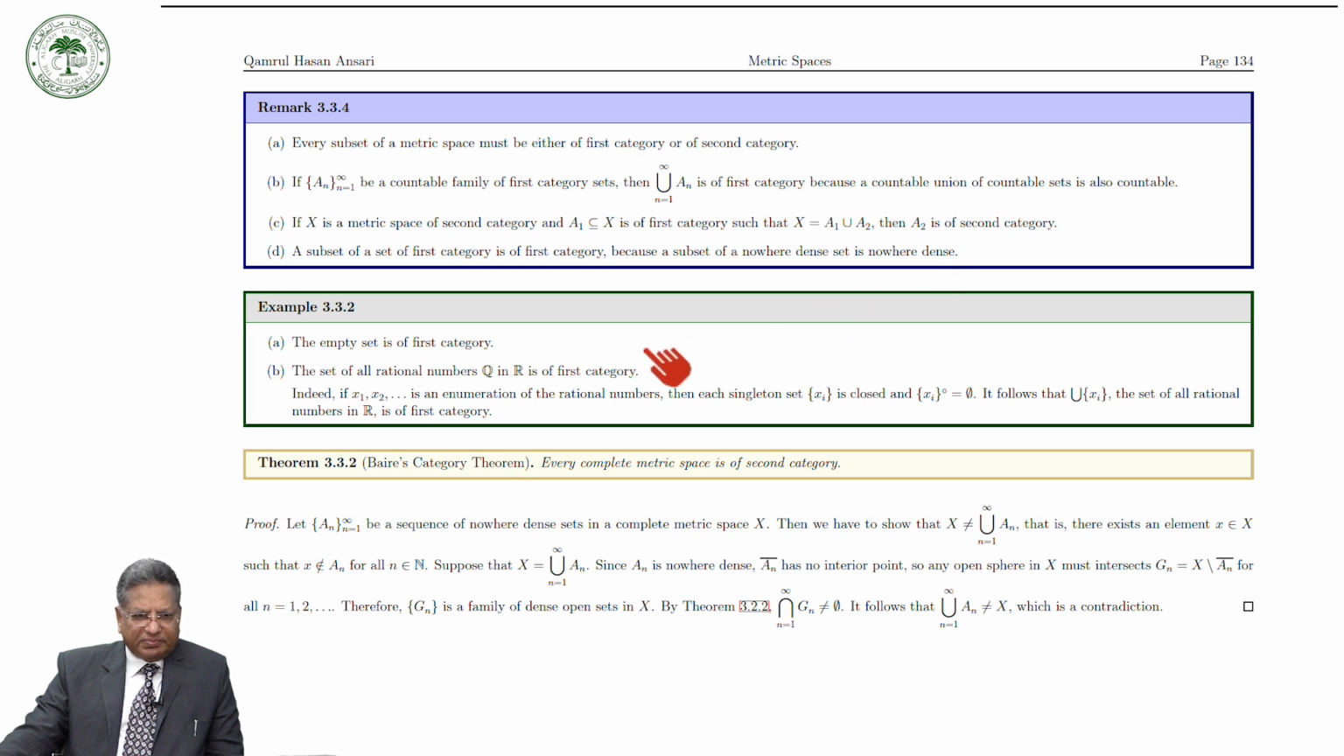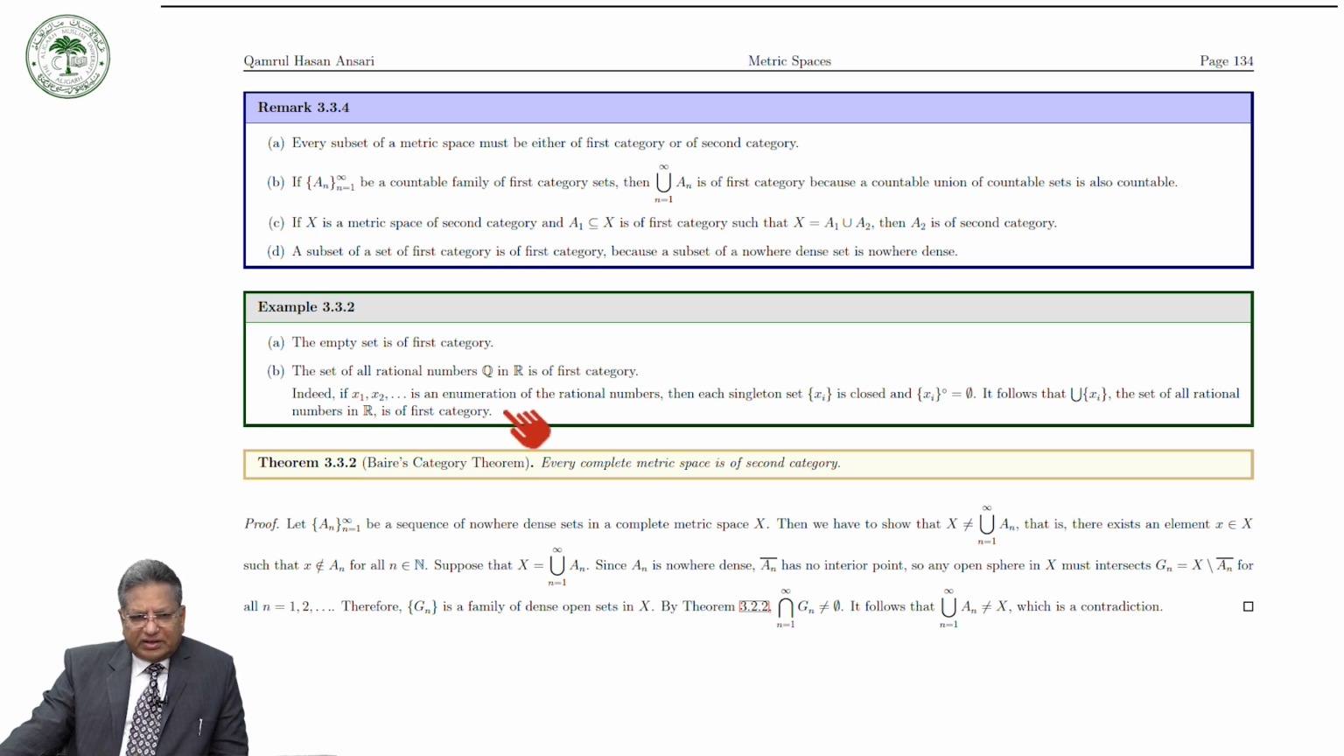Now here we have two examples. Example number one is that the empty set is of first category. The set of all rational numbers Q in R is of first category. We can prove that in the following way: if x1, x2, ..., xn, ... is an enumeration of the rational numbers, then each singleton set {xi} is closed and its interior is equal to the empty set, and therefore the union of the {xi}, which is the set of all rational numbers in R, is of the first category.